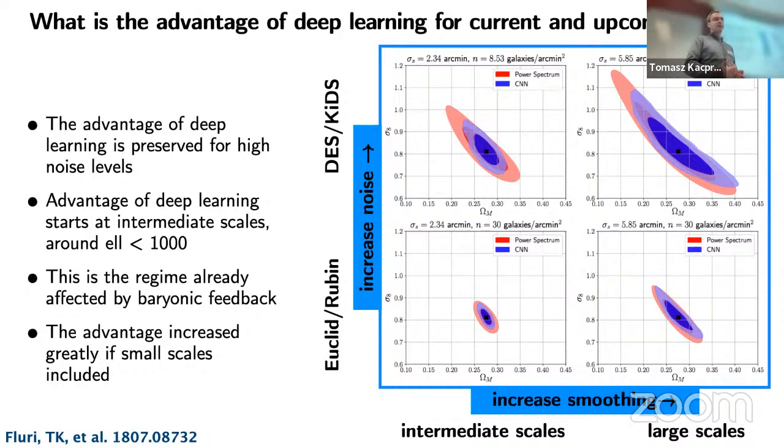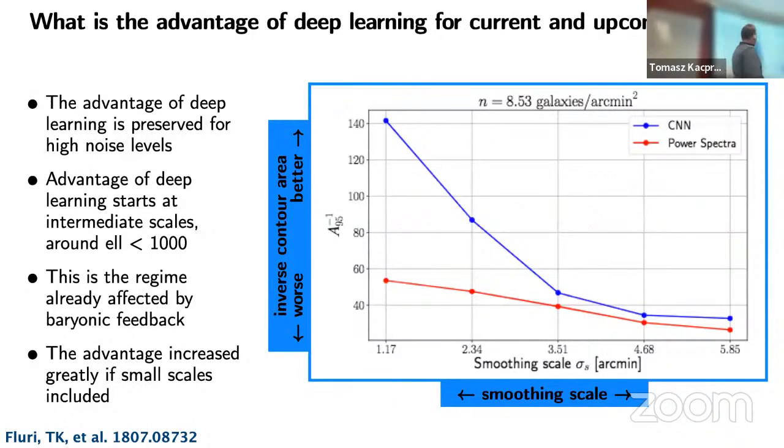That is what we expect in the end, because if we smooth the data a lot, we are left with large scales, and large scales are quite well modeled by Gaussian random fields. So this trend shows the advantage of the neural net. Higher is better. If we smooth the data a lot, then we lose the advantage. And if we can include small scales, then the advantage goes through the roof. This is obviously very hard to simulate, but it's very promising potential. We're not brave enough to do that at the moment.